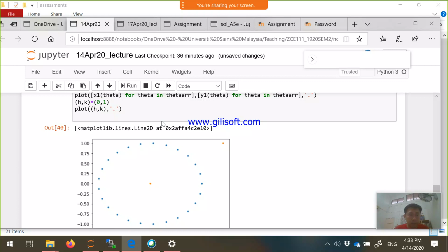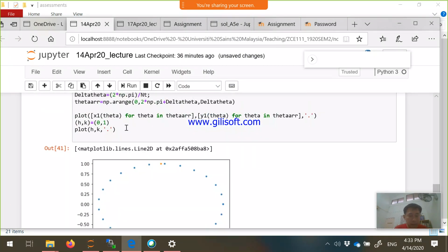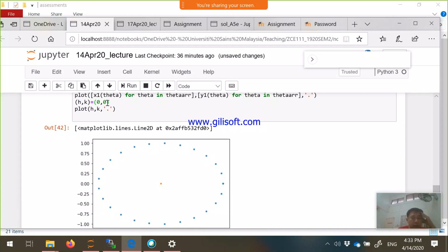Yeah. No. I think it's not quite right. H and K should be just like this, I suppose. No, it should be 0, 0, not 1. It should be 0, 0. Okay, so that's how I put the center of this point into here. So maybe I'll just write this as this.